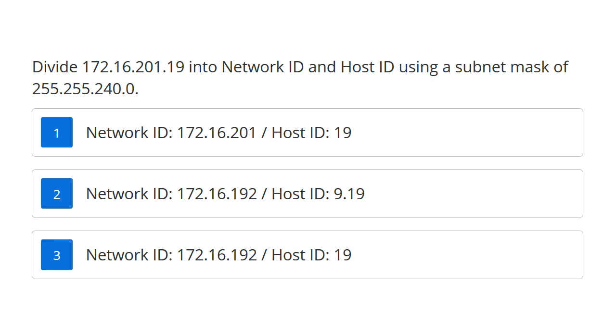Divide 172.16.201.19 into network ID and host ID using a subnet mask of 255.255.240.0.